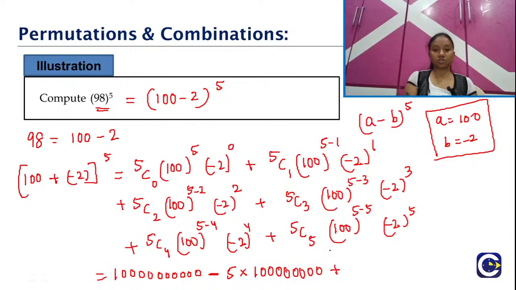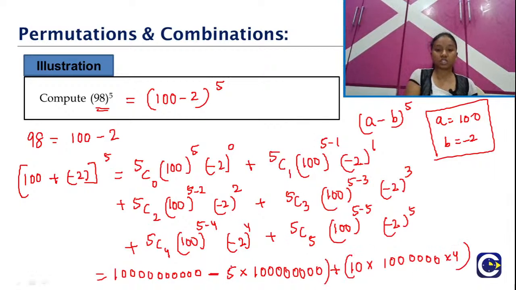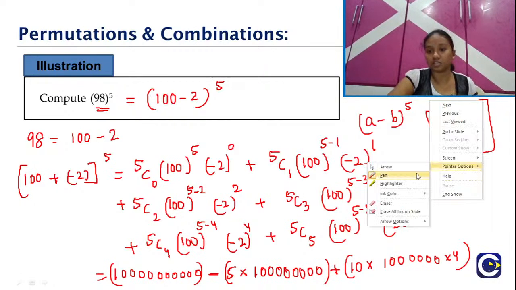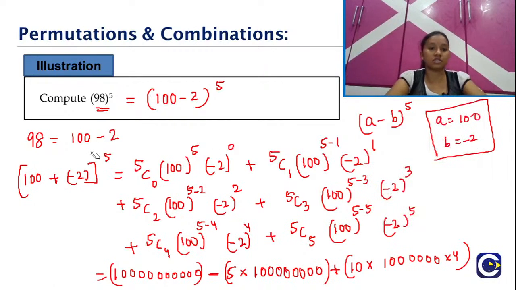So the 5C2 value will be 10, I guess. So 10 into 100 whole cube, 5 minus 2, right? So 1, 2, 3, 4, 5, 6. And then here (-2) whole square will be 4. So this is the entire first term, second term, third term. And I'm just going to write the next terms here. So let me erase these terms and then we can write the remaining terms.